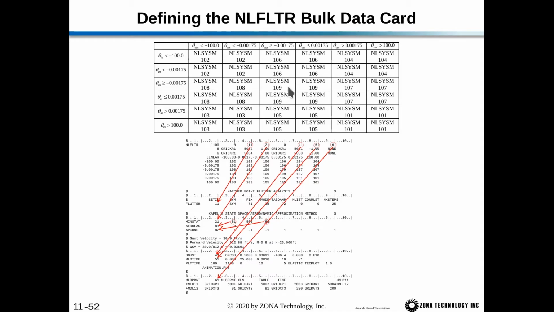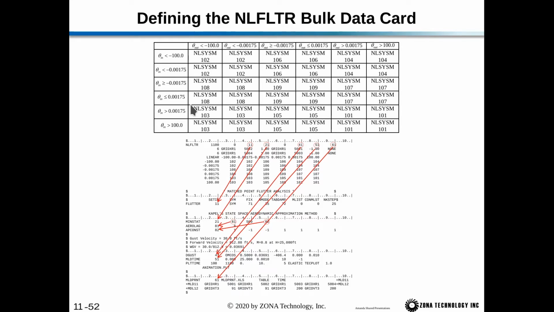So as I said earlier, if we're within plus or minus 0.00175 for both theta in and theta out, ZAERO will interpolate among the nonlinear system matrices 109, 109, 109, and 109. So obviously when you interpolate among 4 constants, you just get back that constant. So within that region, we have the constant matrix defined by the nonlinear system matrix card 109.